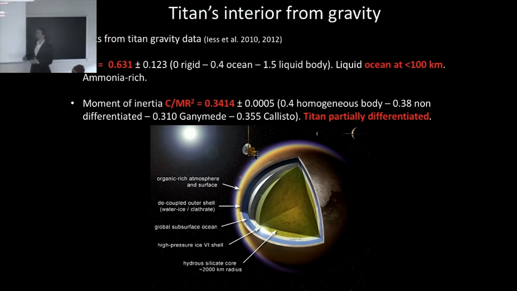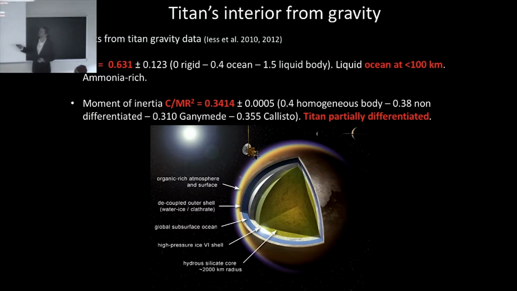So what does that mean? A completely rigid object has a K2 of 0, so it's not deforming at all. A purely liquid body has a K2 of 1.5. A typical satellite with a subsurface ocean has a K2 of about 0.4.